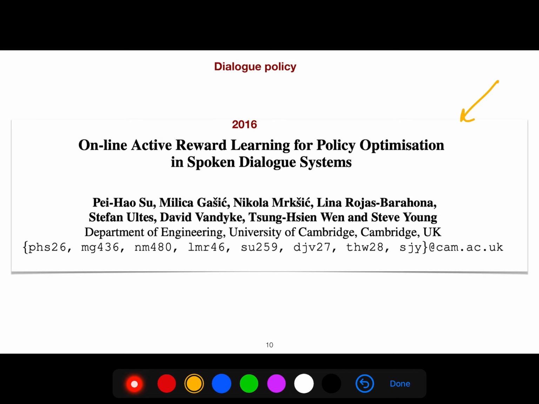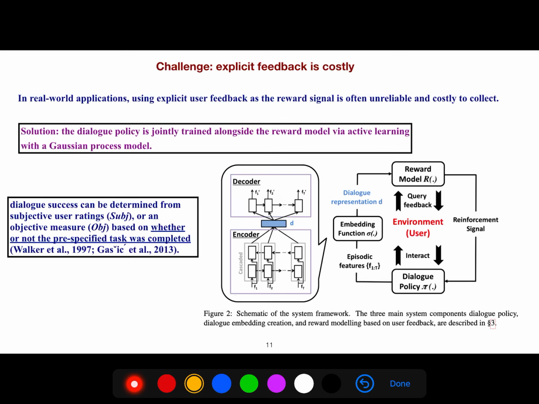But today I want to focus on dialogue policy because I really like reinforcement learning. I also like graphical models, so I can see how we can use those paradigms, let's say, for this challenge of dialogue systems. In real-world applications, using explicit user feedback as the reward signal is often unreliable and costly to collect. So the solution is that the dialogue policy is jointly trained alongside the reward model via active learning with a Gaussian process model.